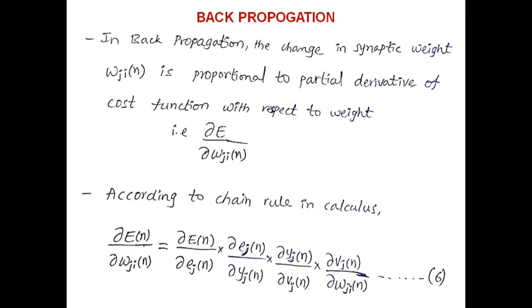Now if you see, everything will get cancelled. At last, ∂E(n) by ∂wji(n). But you can get the individual differentiations by going through the corresponding equations. So I think if you see those equations, you'll come to know.